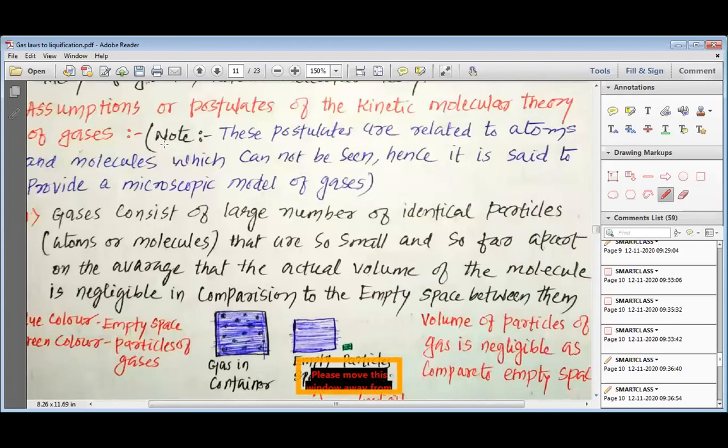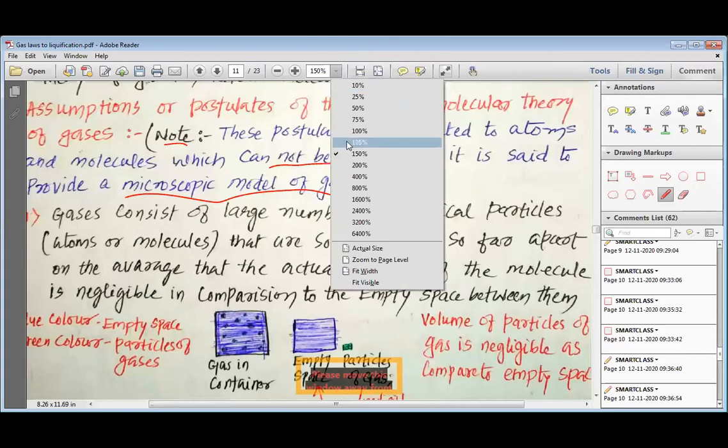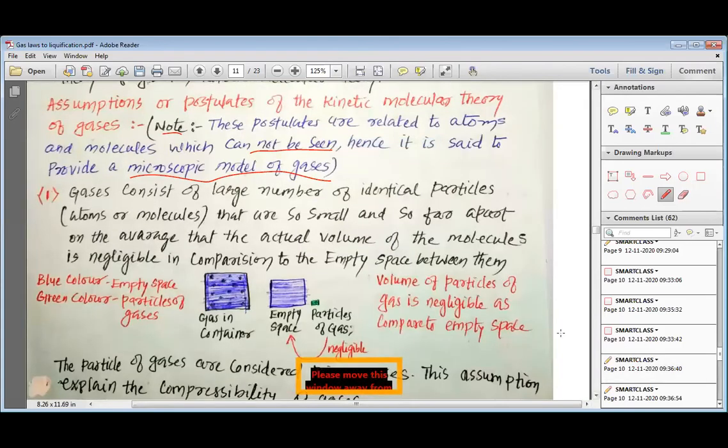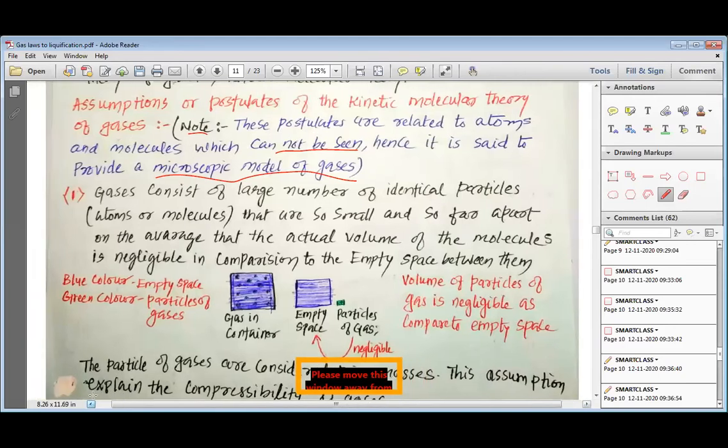Please note this important point that these postulates are related to the atoms and molecules which cannot be seen. Hence, it is said to provide a microscopic model of gases. So, my dear students, when we study gases, gases are made up of atoms and molecules, and we cannot see them with our naked eye. So this theory tells you about a microscopic model of the gases. Using this theory, we are going to study the microscopic model of the gas.